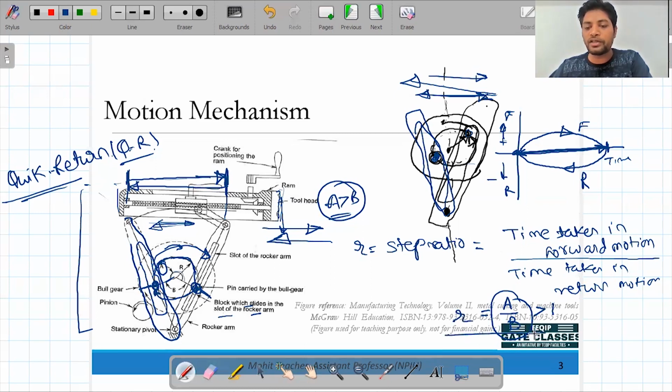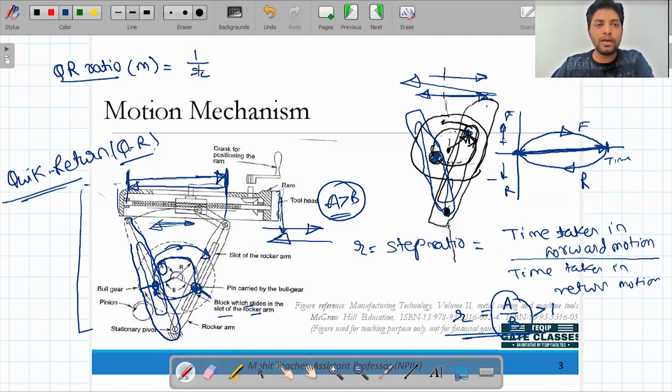This R will be greater than 1. This R is nothing but here we are taking another ratio, that is the quick return ratio, and I am representing it with small m. Now this small m is nothing but the reciprocal of this stroke ratio, that is 1 by R.